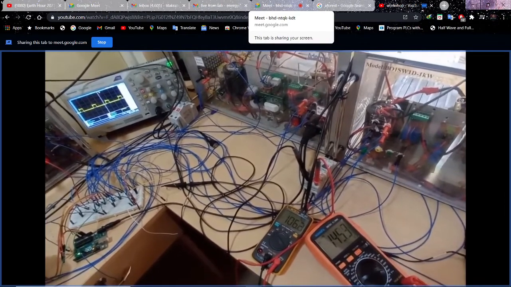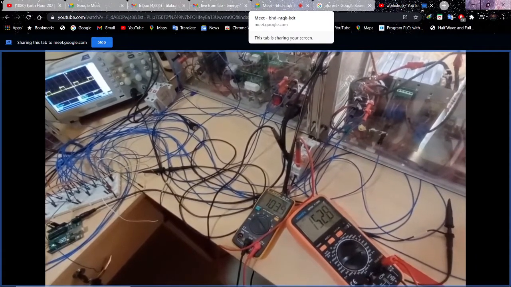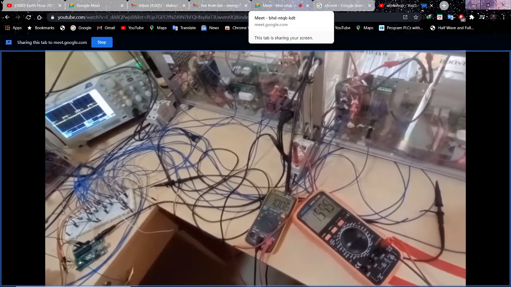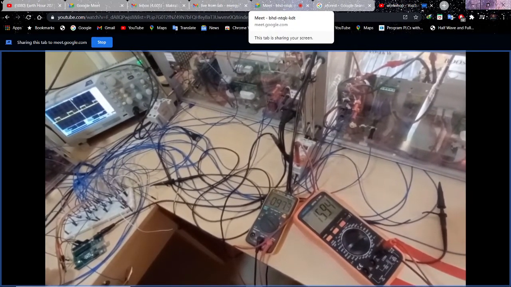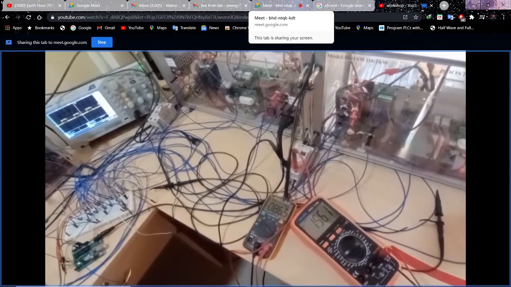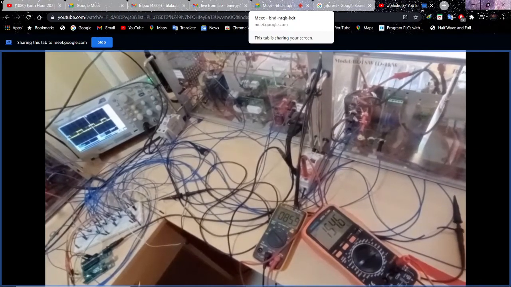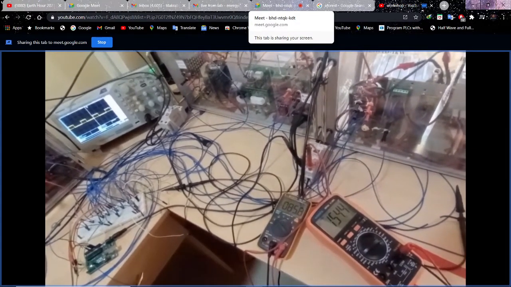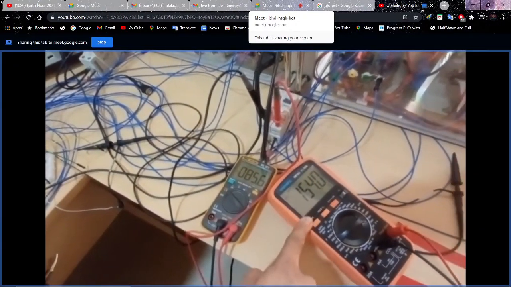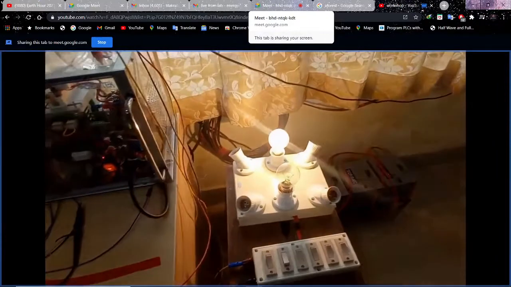Now if we increase the duty cycle further, it is again increasing. Duty cycle is continuously increasing. So it has reached 157 volt. We have given 40% duty cycle, and as we have given 40% duty cycle, we can see this is 85 at the input. Now at the output we are getting 153 volt, and this is the light glowing.